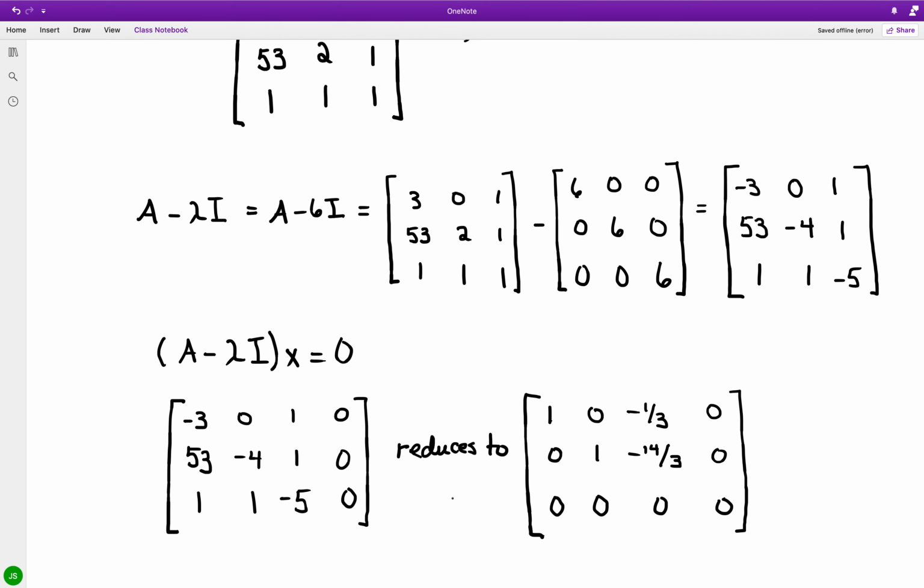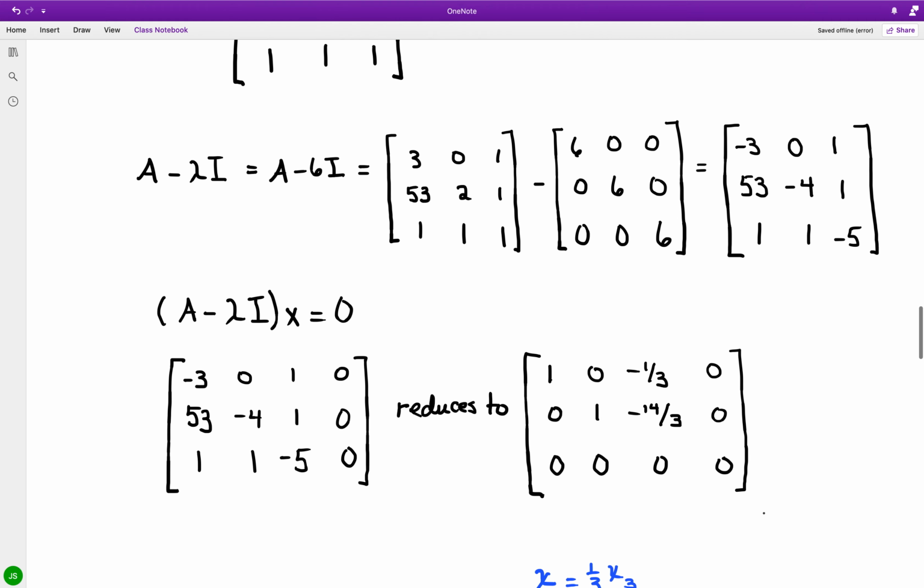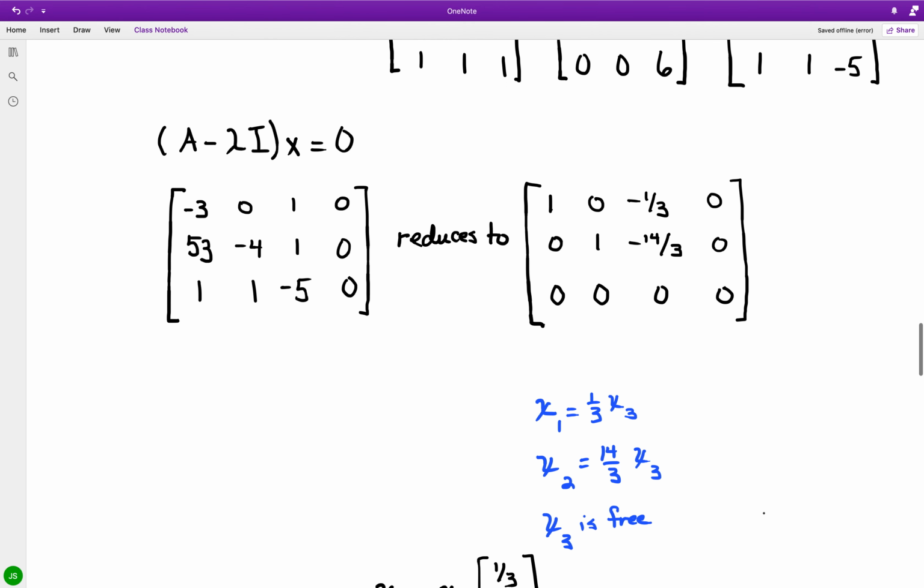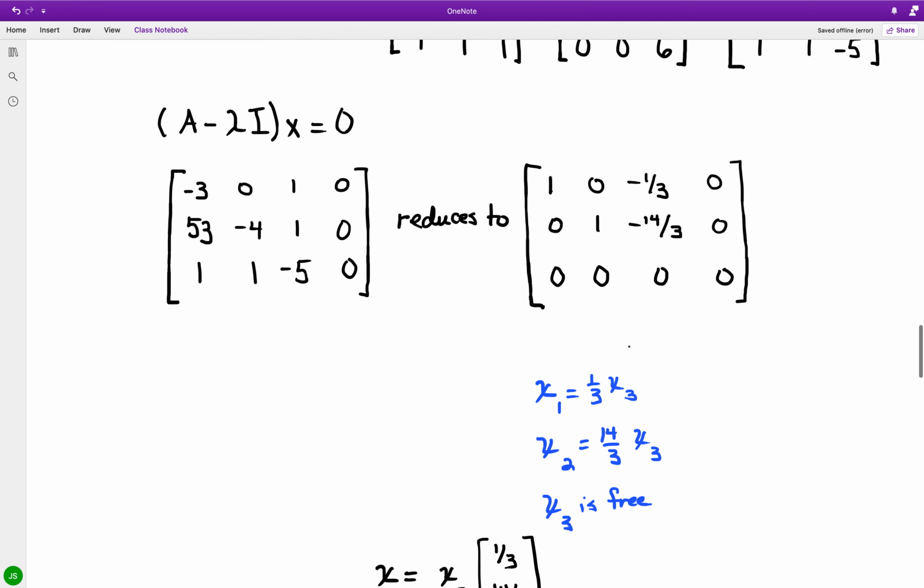again having 0 as the fourth column. If I reduce, I'll go ahead and write down the reduced echelon form: 1, 0, negative 1/3, 0; 0, 1, negative 14/3, 0; and zeros running across the last row. This signifies that x3 is a free variable. For the general solution, from the top row, x1 is 1/3 of x3, x2 is 14/3 of x3, and x3 is a free variable.